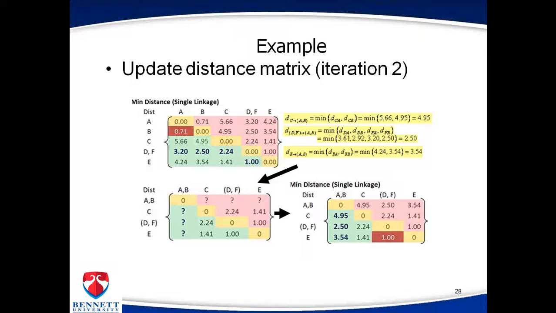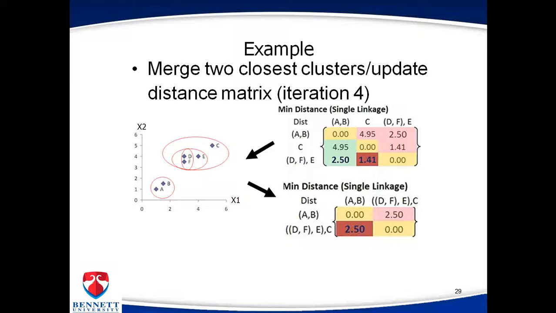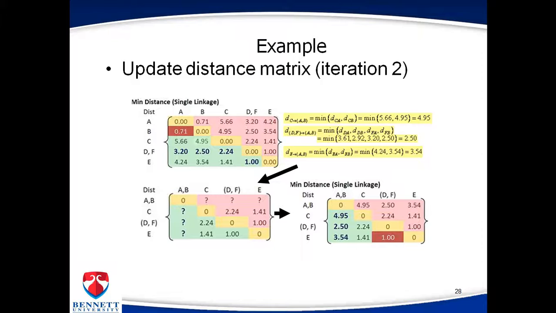In the next level, we find the same distances between A, B and D, F. So what is the next level? We have A, B, and then D, E, F. So this is a merging. Then we find the minimum distance, which is 1, between D, F and E. So D, E, F are merged, and we update the minimum distance matrix.